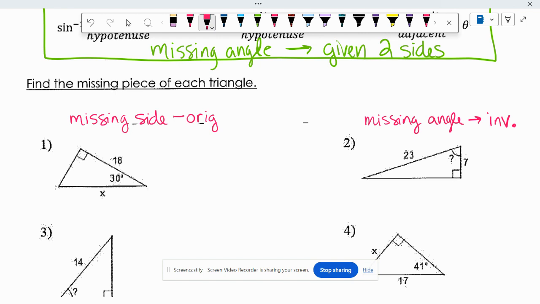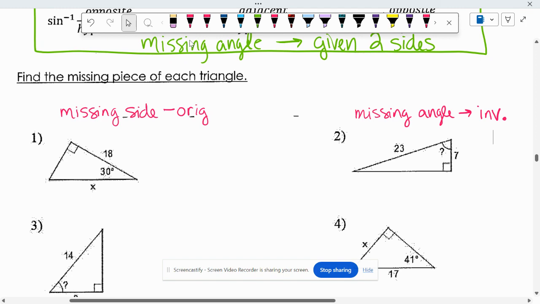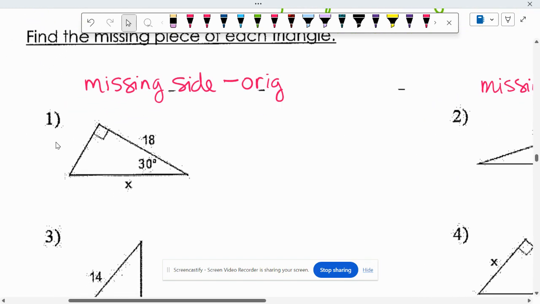Okay. So I always want you to think about that. What are you missing? Are you missing the side or are you missing an angle? If you're missing an angle, make sure you know that you're using the inverse function. So let's label them just like we did. So number 1, from the angle, let's label my sides. So from the angle right here, what side is my opposite, what side is my adjacent, and what side is my hypotenuse?